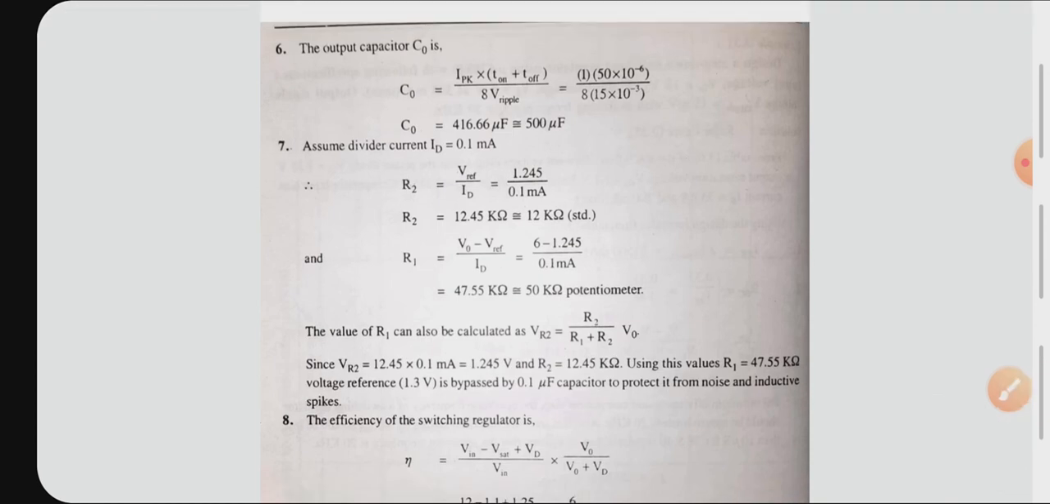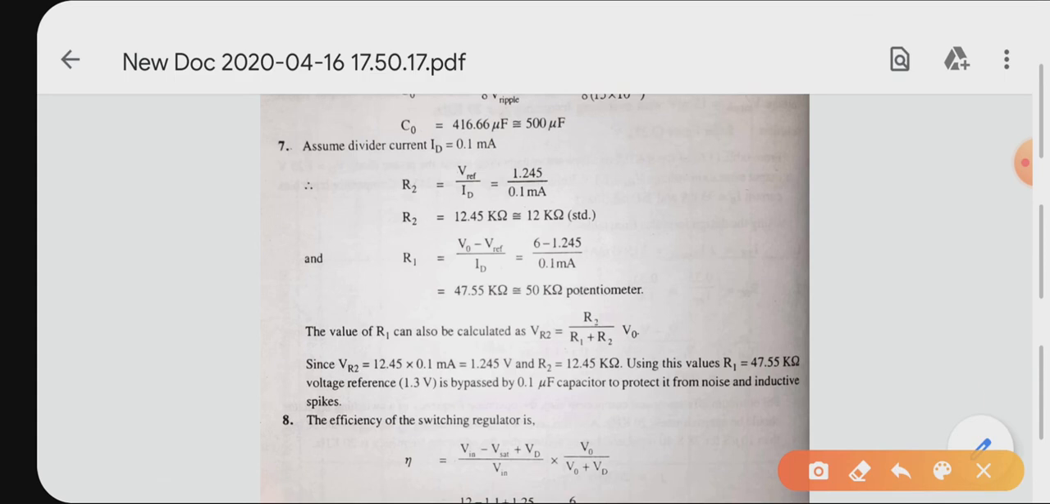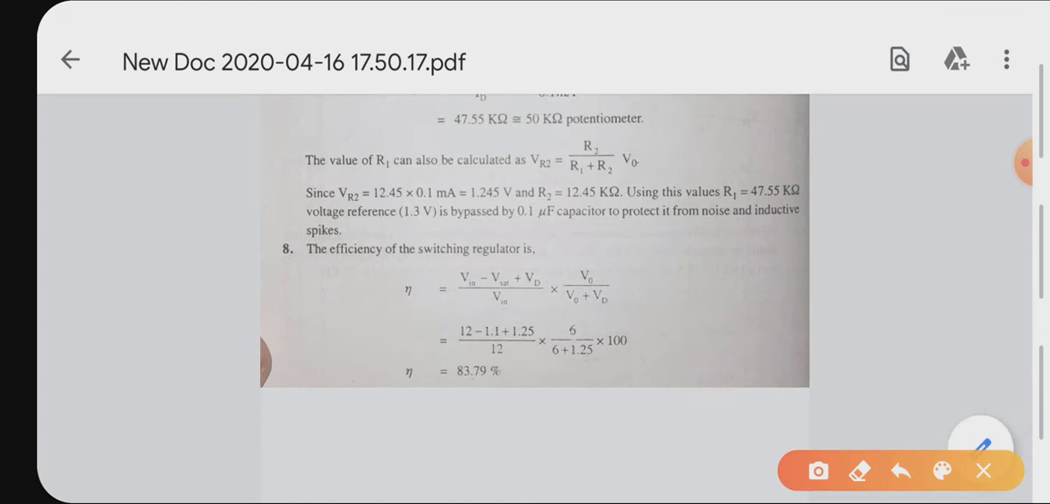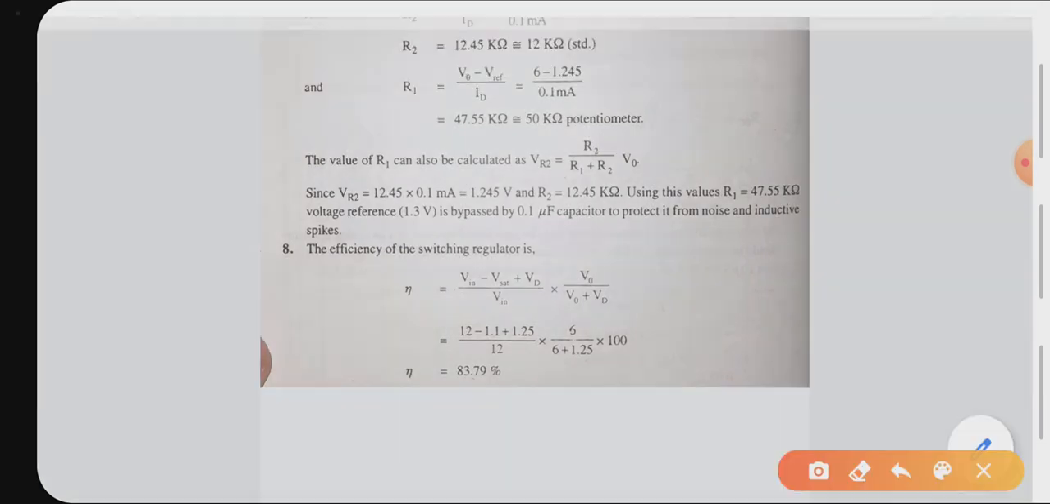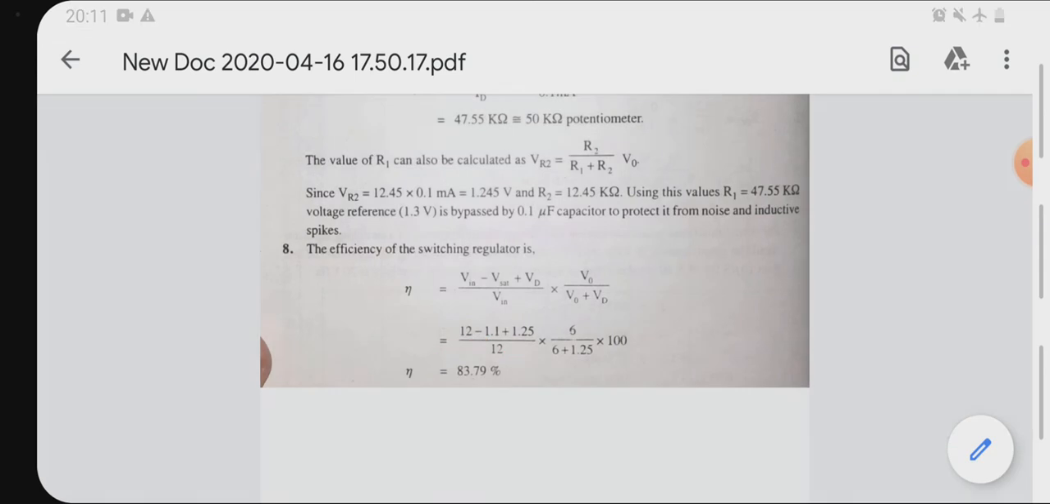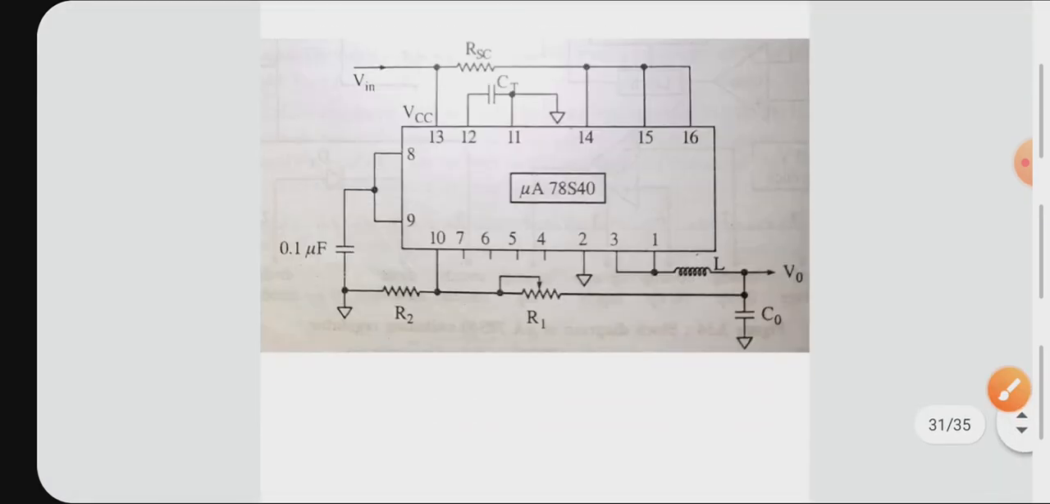Then assume ID equal to 0.1 milliampere from that table which I told you to remember. So calculate R2 and R1. We will get the values as 50 kilo ohm for R1 and 12 kilo ohm for R2. Okay, and last you have to calculate the efficiency by using the standard formula. You will get it as 83.79%. Okay, lastly draw the circuit diagram mentioning all the values. Here values are not mentioned. You have to mention all the calculated values, R2, R1, CO, CT, RSC, etc.